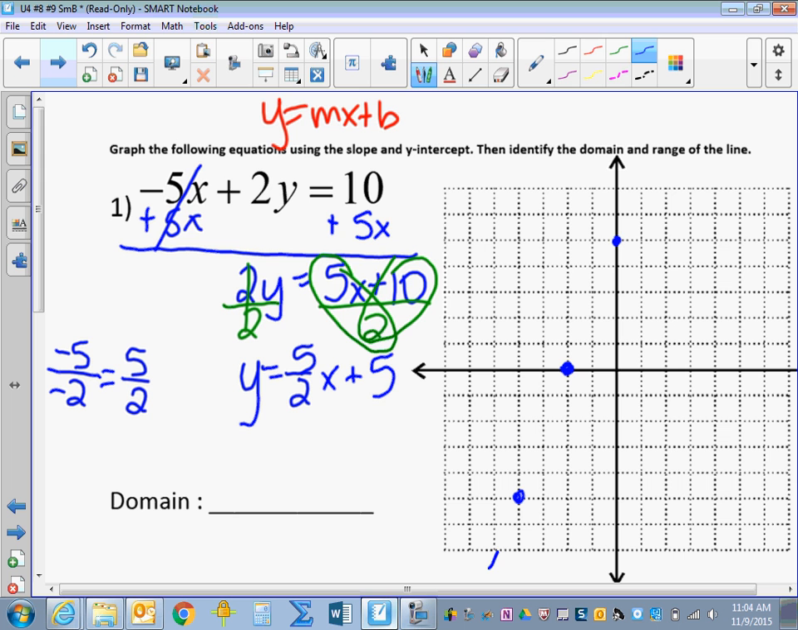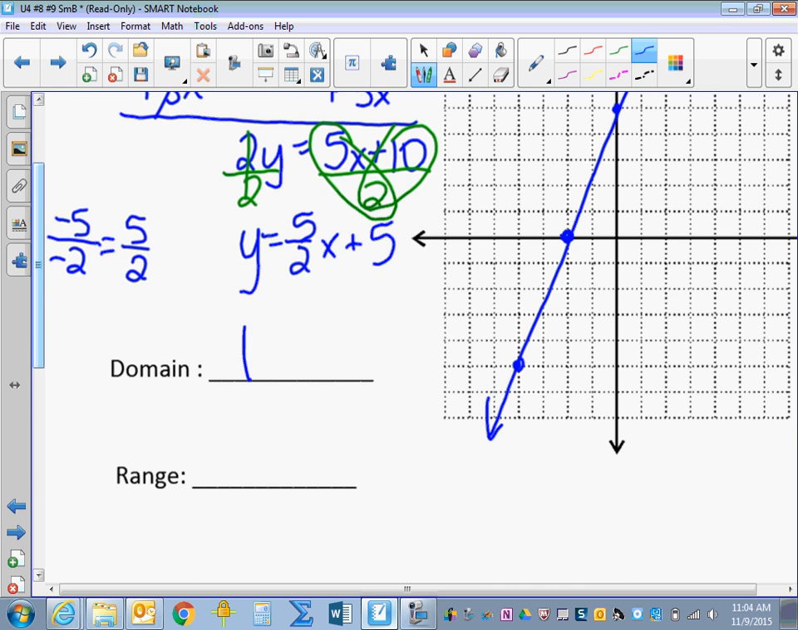When I connect my dots here, I see it has that positive slope. Again, make sure your slope on your graph matches your slope here. If it's positive, it must be positive. All right, what's my domain and range? All real numbers and all real numbers.